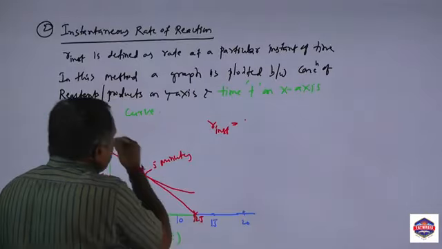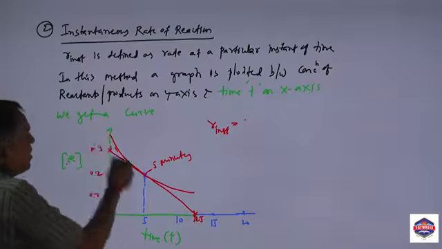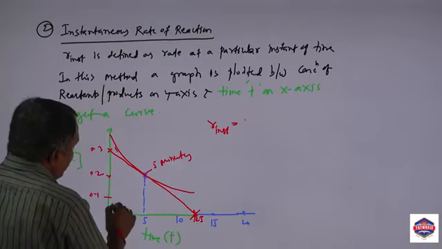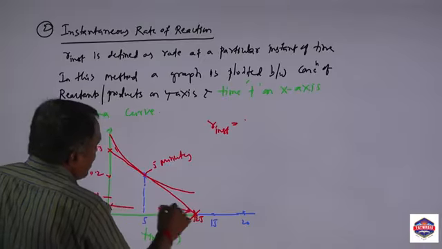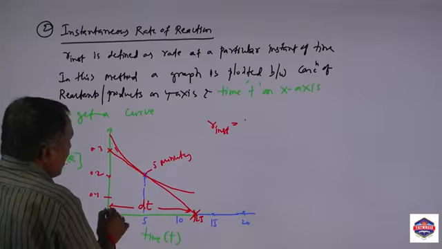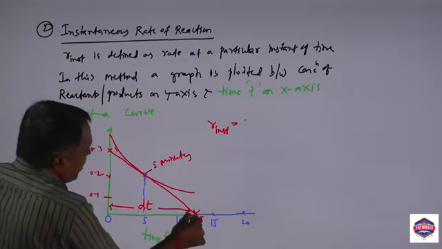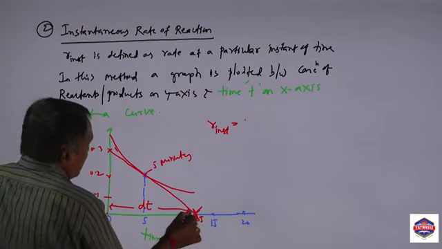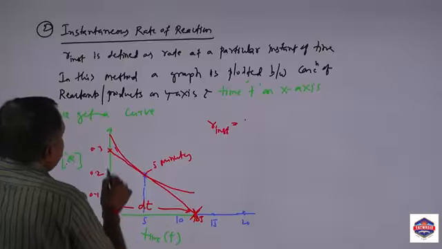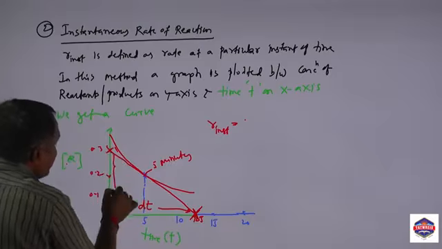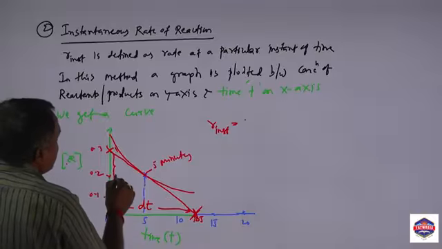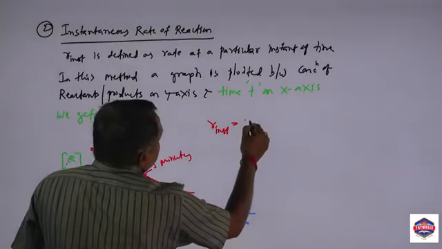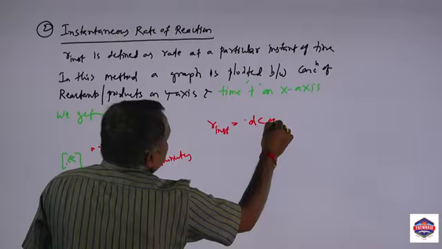So what will be the slope of the reaction now? What is the slope of this tangent line? The line where it touches the x-axis, from here to here, this is dt. Here it is 0, and this is 12.5. This is equal to dt. The line where it touches the y-axis, from here to here, this is dc or dR. So R instantaneous is equal to dc or dR.